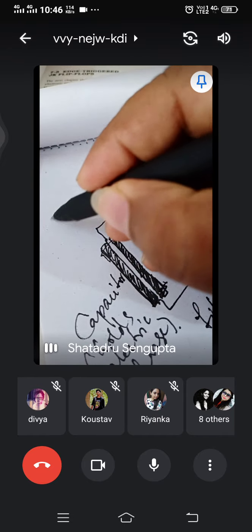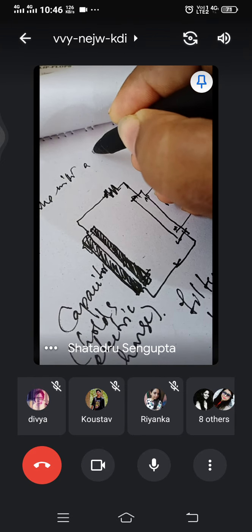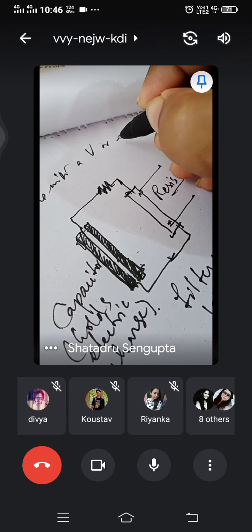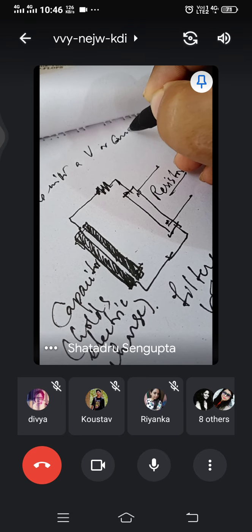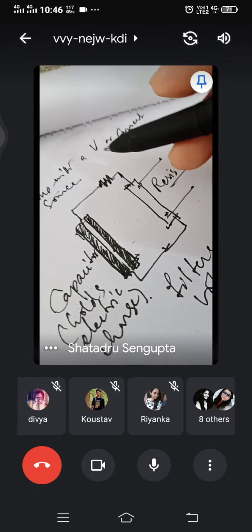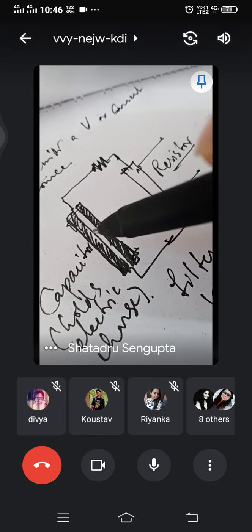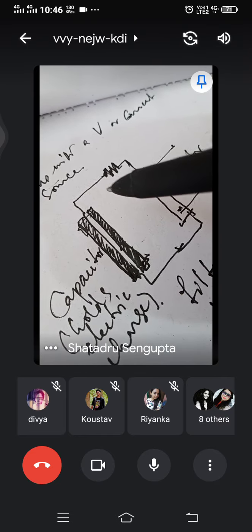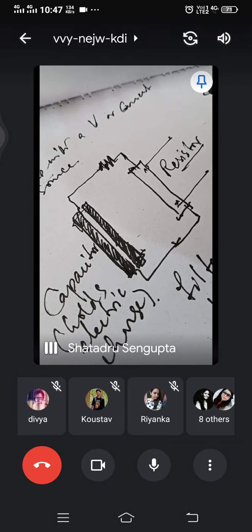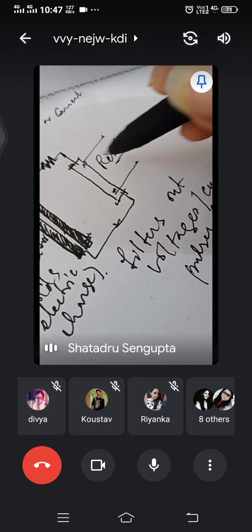So it works with a voltage or a current source, and this capacitor holds the charge, and it just lets a certain amount of charge through, which corresponds to the signal. So basically it is used to filter out the unwanted signals.